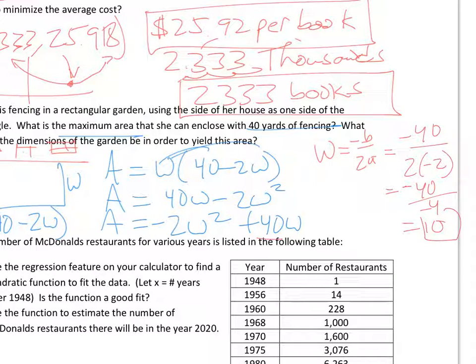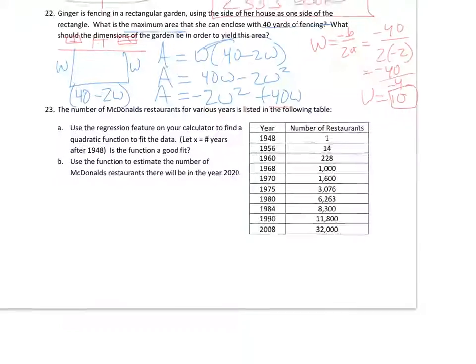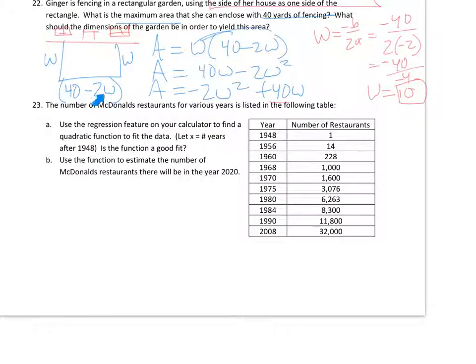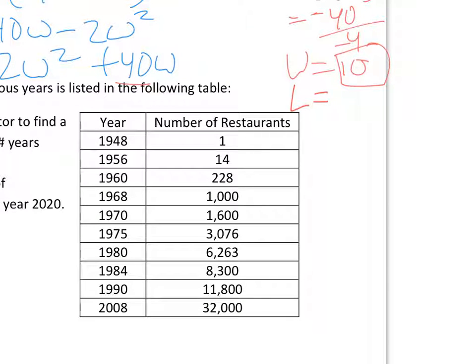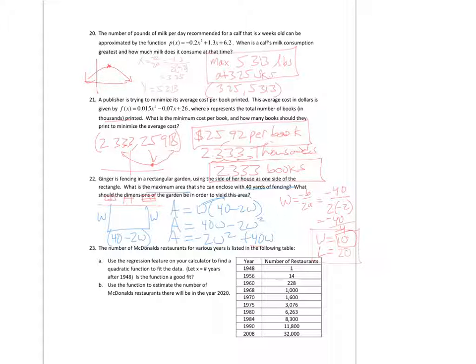Okay? So that's our width, by the way. The question is, what should the dimensions of the garden be? Well, we get the length from over here. The length is 40 minus 2W. So the length is going to be 40 minus 20, which is 20. And if you add that up, that'll be 20 by 10, which uses 40 yards of fencing. Okay? Because remember, we're not fencing along the house. That's the key. We're not fencing along the house. Okay, we're going to skip this regression one for now. Hopefully that helps, and gives you an idea on how to do some of these problems.